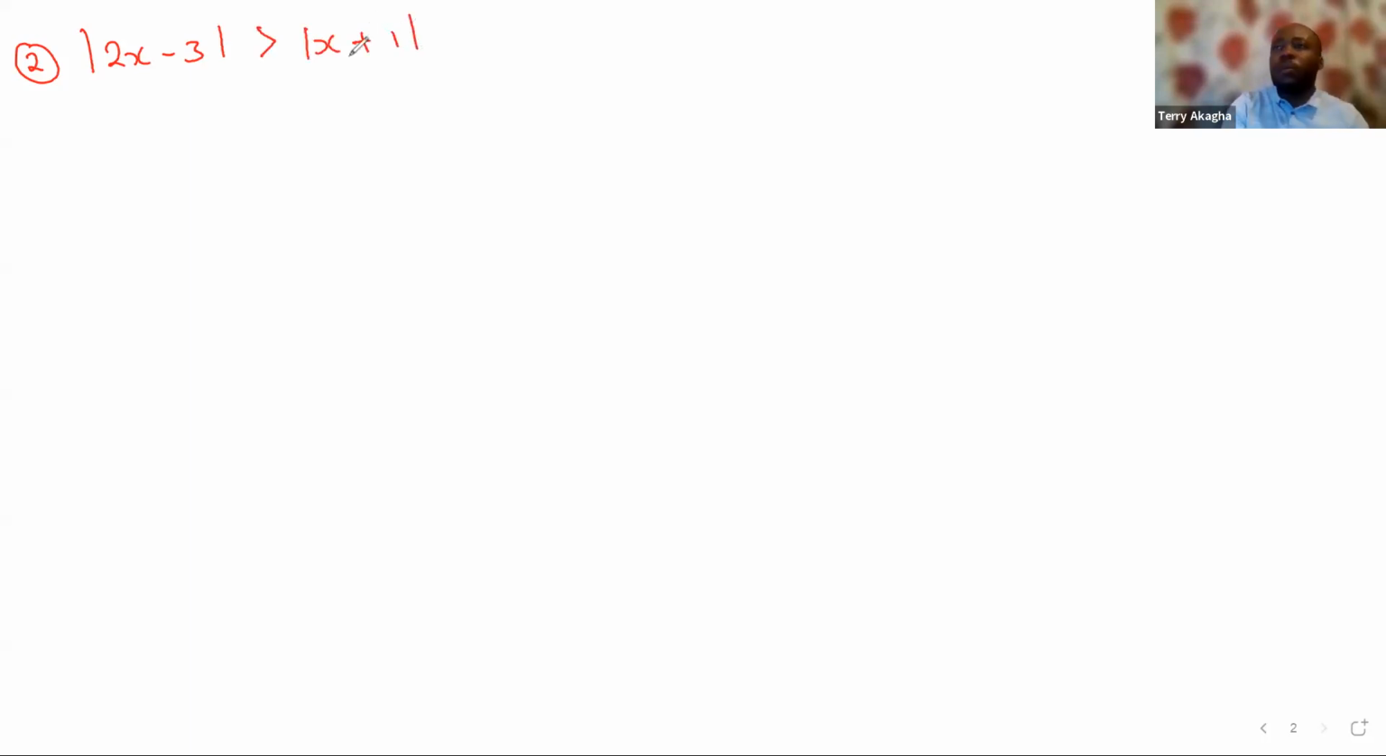So the same principle, you equate both of them to both positive and negative. So it's going to be 2x minus 3 is equal to x plus 1, and 2x minus 3 is equal to minus (x plus 1). Is that okay? Then simplify, it'll be 2x, you take x to the other side, minus x is equal to 1 plus 3. So that'll give you x is equal to 4.